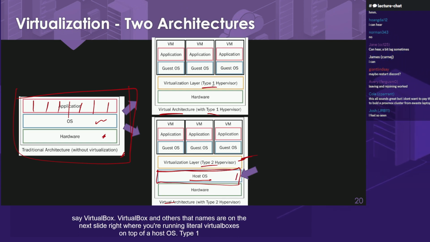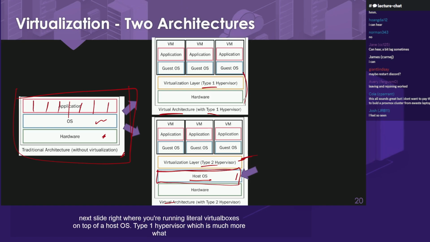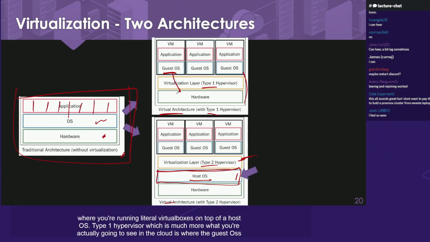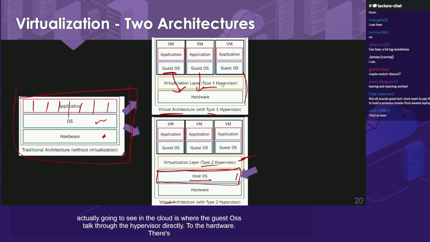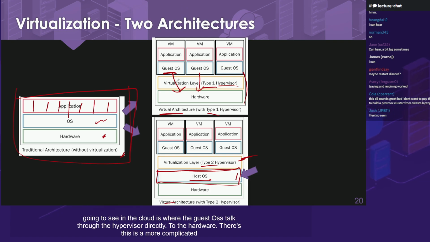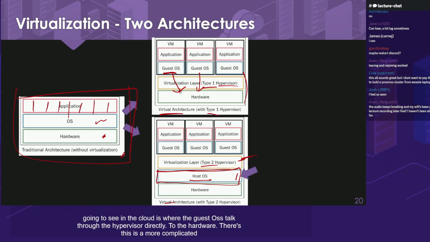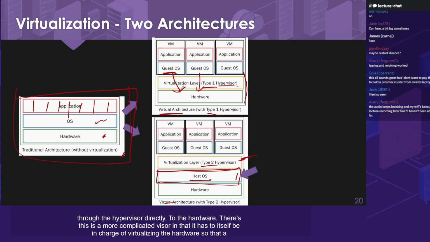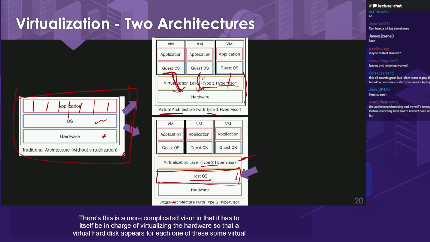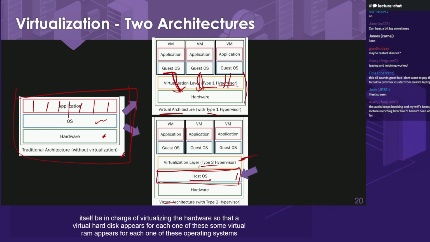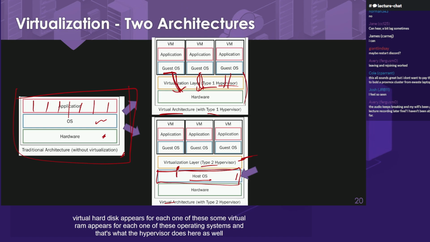A type 1 hypervisor, which is much more what you're actually going to see in the cloud, is where the guest OSs talk through the hypervisor directly to the hardware. This is a more complicated hypervisor in that it has to itself be in charge of virtualizing the hardware so that a virtual hard disk appears for each one of these. Some virtual RAM appears for each one of these operating systems. And that's what the hypervisor does here as well, but it has to do it through the OS.